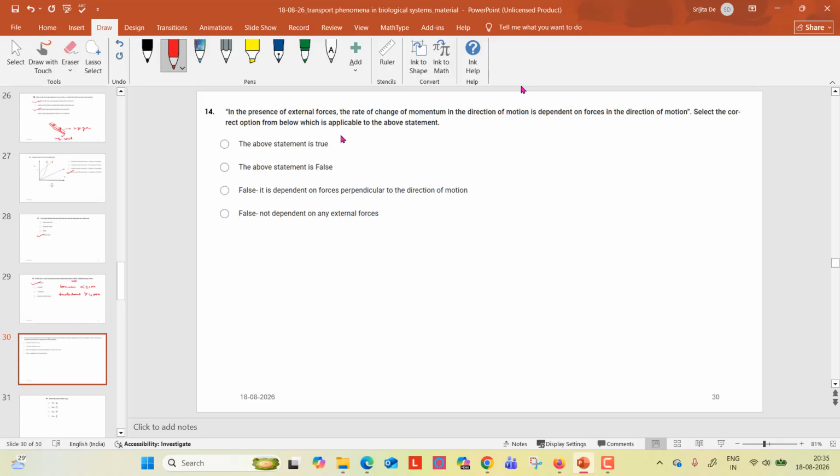Next. In the presence of external forces, the rate of change of momentum in the direction of motion is dependent on the forces in the direction of motion. Select the correct statement. So the above statement is true, right? So in the presence of external forces, the rate of change of momentum in the direction of motion is obviously dependent on the forces in the direction of motion. So it is true.